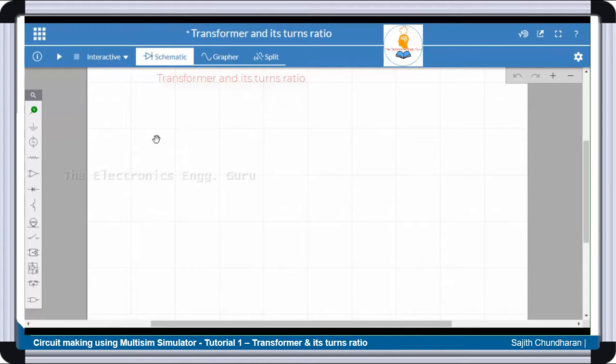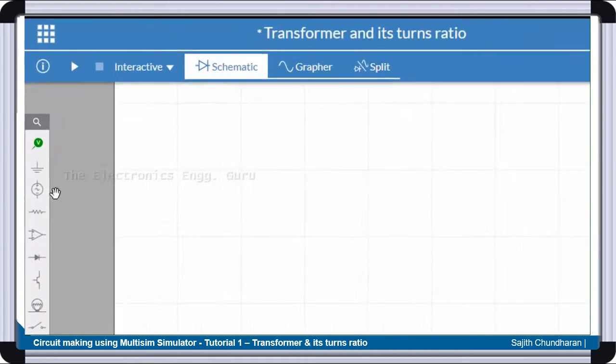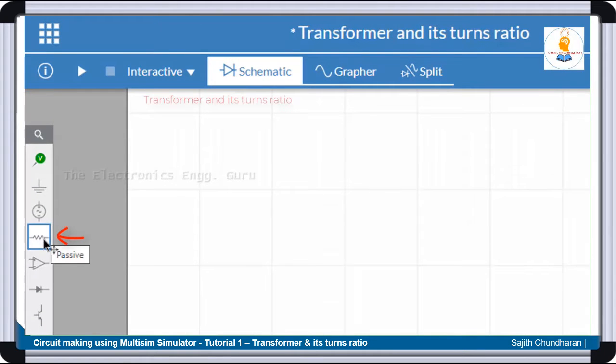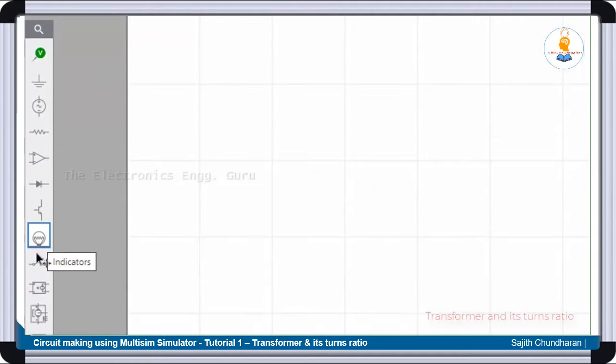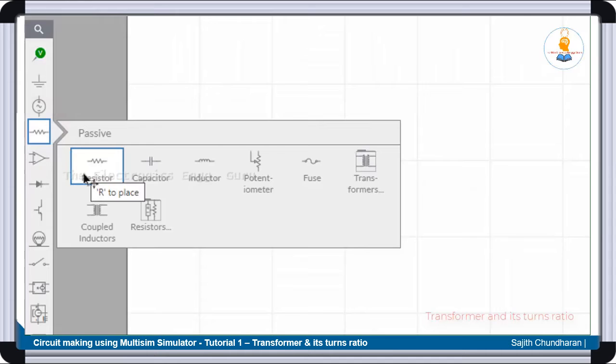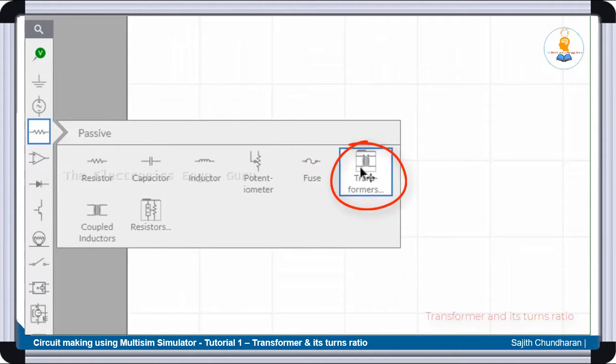Let us start by inserting a transformer into the workspace. To insert the transformer you will be able to find it in the passive components. On the left hand side there are many components. It is not just one single component, it's a set of components. You will be able to find the transformer in this passive component list. Let us click on the passive, and you will be able to see a resistor, capacitor, inductor, potentiometer, fuse, transformers, coupled inductor, resistors, like that. Here we need transformers. Let us click on transformers now.